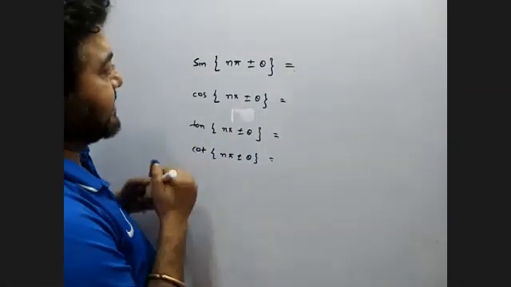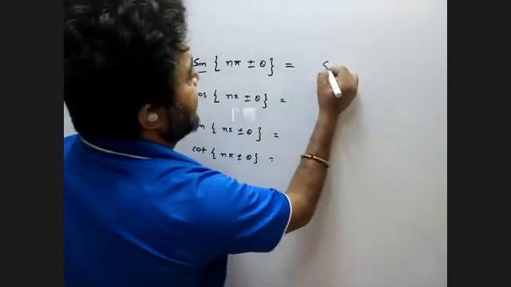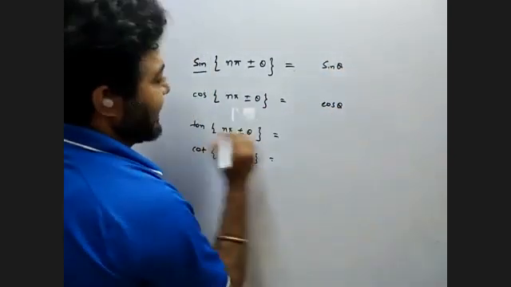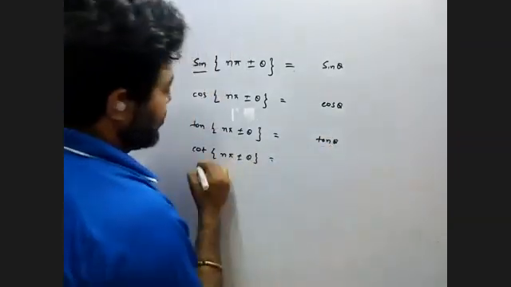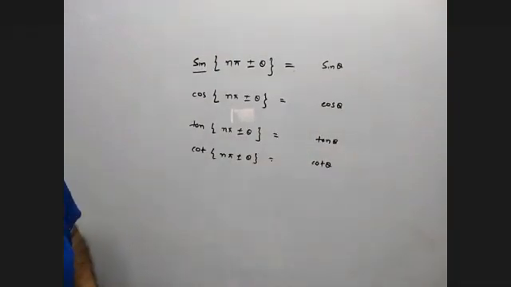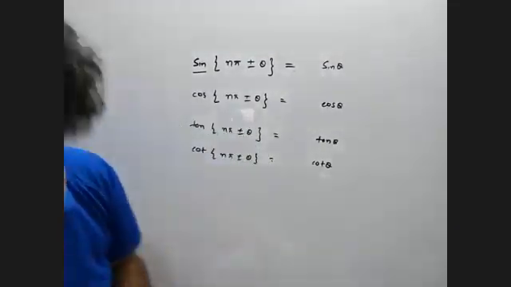If you have that type of thing, then sine becomes sine theta, cos becomes cos theta, tan becomes tan theta, cot becomes cot theta. Is it okay, everyone? If it is okay, then I would like to give you some questions and you please tell me what is the answer.